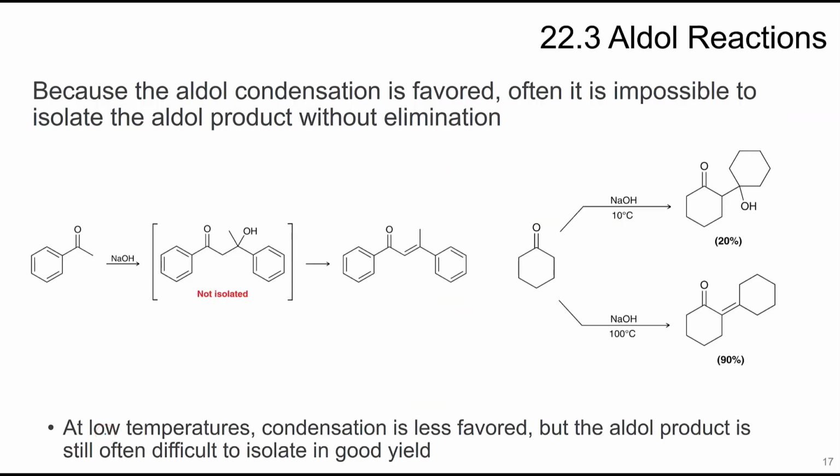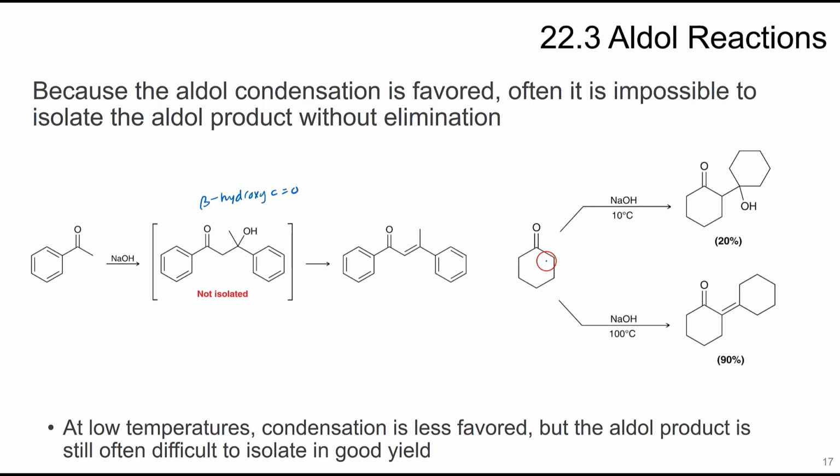The aldol condensation is usually favored, so it's very difficult to isolate just the aldol product without getting it eliminated. So it's hard to see this beta hydroxy carbonyl. That usually goes right on to the alkene.